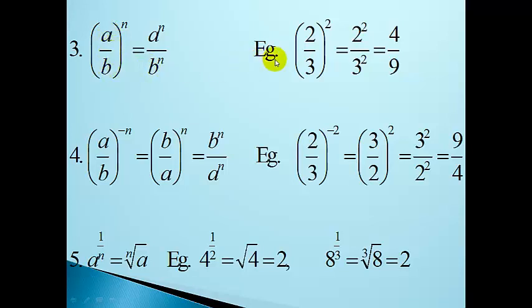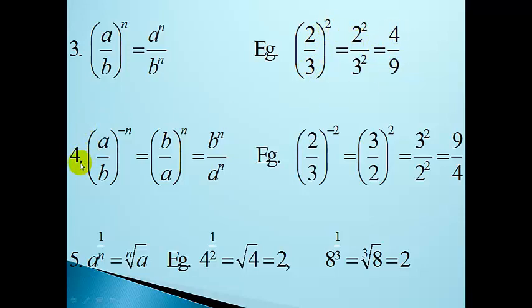Let's look at this example. If you have 2 divided by 3 all raised to the power 2, this is equal to 2 raised to the power 2 all divided by 3 raised to the power 2. That is, the exponent is affecting both the numerator and the denominator. Now 2 squared is equal to 4 and 3 squared is equal to 9. This means that 2 over 3 all exponent 2 is equal to 4 over 9.